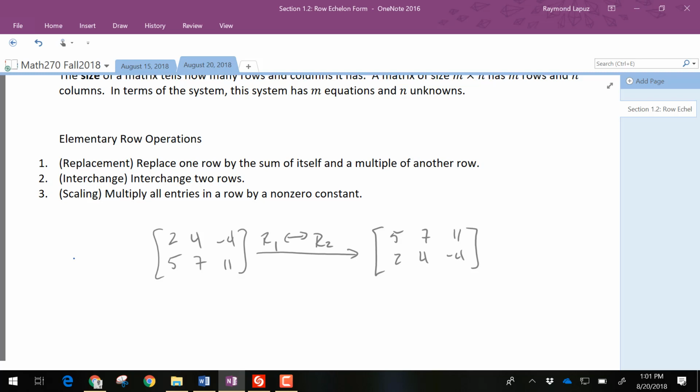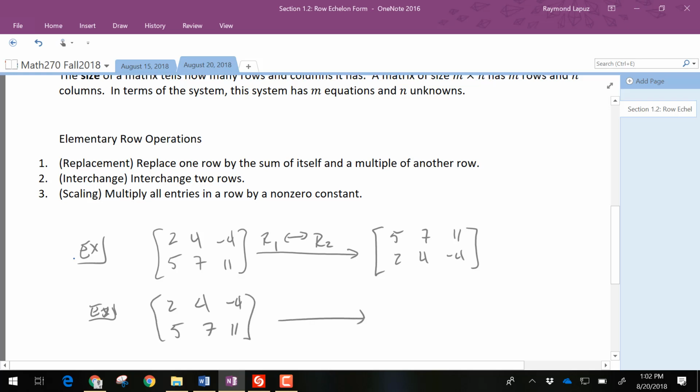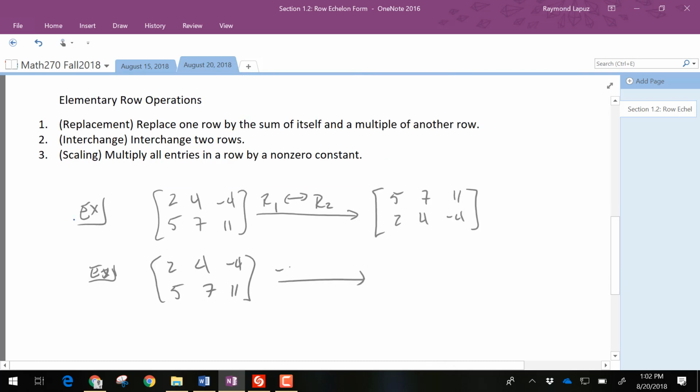I think for the first few times, whether that's going to be on the test or in the quiz, it would be good for you to show all the steps. There might be some cases where you can include two steps at once, but in general, I'd like to see the steps that you got. So this is an example of the second type of row operation. This is an example of the third type of row operation. You have 2, 4, negative 4. 5, 7, 11, and say for some reason you just want to multiply the first row by negative 5 and then replace the first row by that. So that would be scaling. So this would be negative 10, negative 20, positive 20.